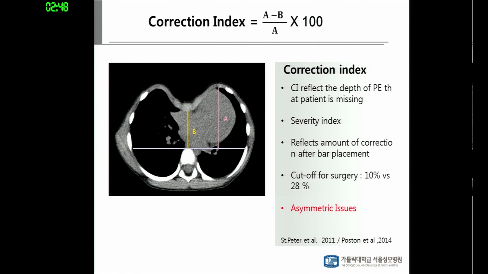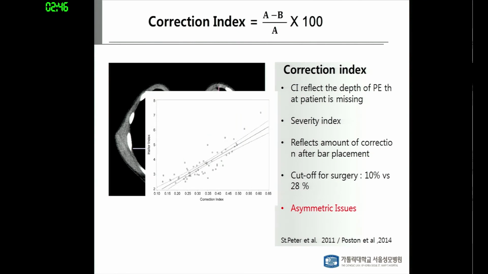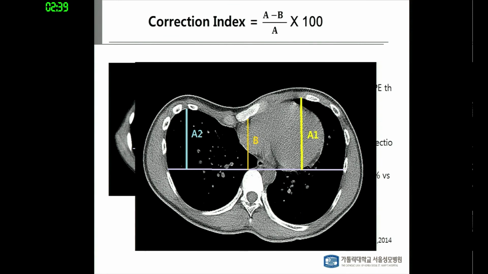The cutoff point of the correction index is 10%, and this index is well correlated with the Haller index. But this index, however, also has some limitations. This index does not consider either the asymmetry or eccentricity of the deformity. The only information we can get is the degree of depression. There is no information about the degree of asymmetry or eccentricity, which are important factors during the surgery. For asymmetric pectus, which could be A1 or A2, left or right, it can affect the value of the correction index.